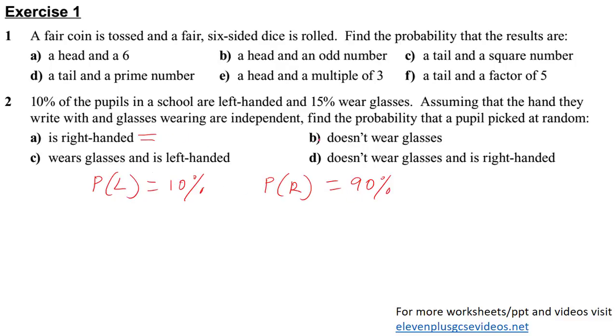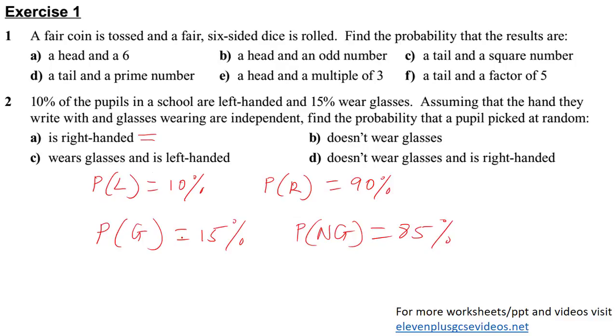Okay. Now, the chance that a student doesn't wear glasses. Those who are wearing glasses, let me say that is G, is basically 15%. This means that the remaining 85% are those who are not wearing glasses. So let me use NG, not wearing glasses. That's going to be 85%. Okay, because a student will either be wearing glasses or not wearing glasses. So altogether, they should add up to the full number, which is 100%. So 15 plus 85 is 100%.